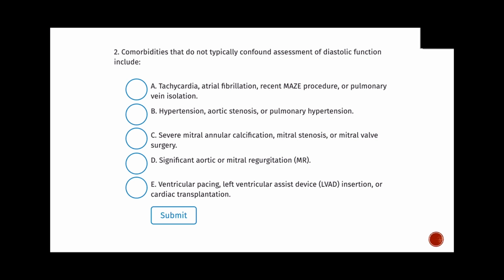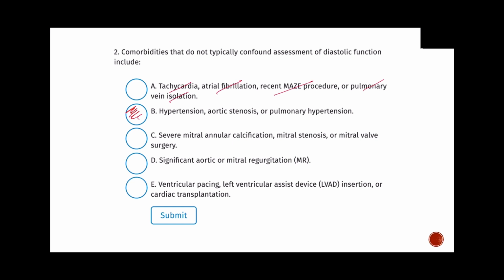Or should we just go through all of them and say yes or no? So you think it's B? Okay. So tachycardia, AFib, recent Maze. So recent Maze, you don't have that A wave, and so that's why this isn't good. We talked about AFib and tachycardia. Pulmonary vein isolation is very similar to Maze procedure.